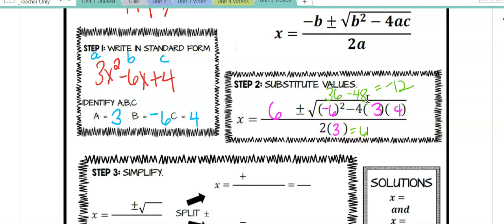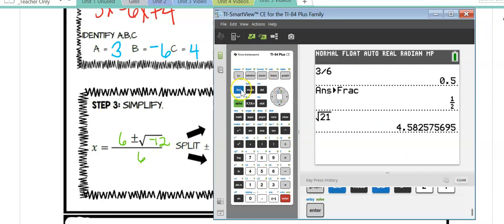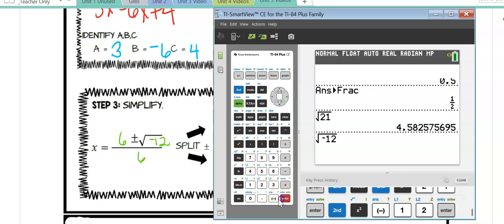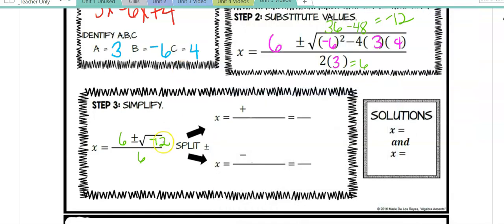All right, so I'm going to go down here and rewrite that in. I have 6 plus or minus the square root of negative 12 divided by 6. Now, I don't know what the square root of a negative is, so I'm going to go do it. You do second x squared to get your square root sign. I forgot to show that to y'all earlier. You're going to do negative 12, and look what it gives you. It gives you an error. It is a non-real answer.